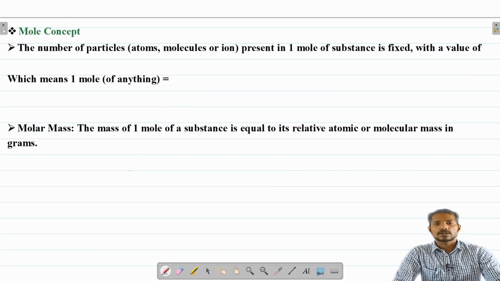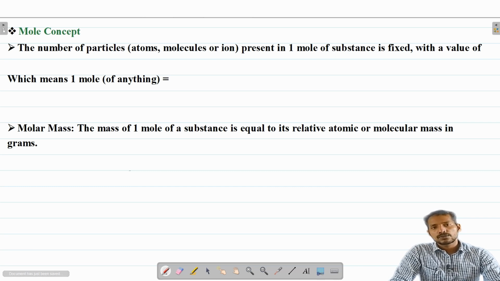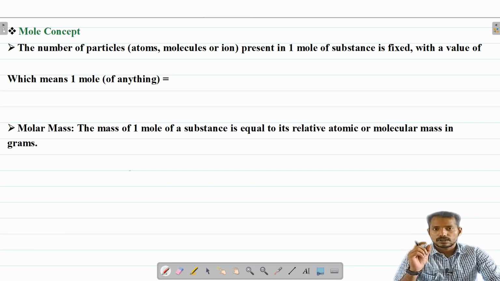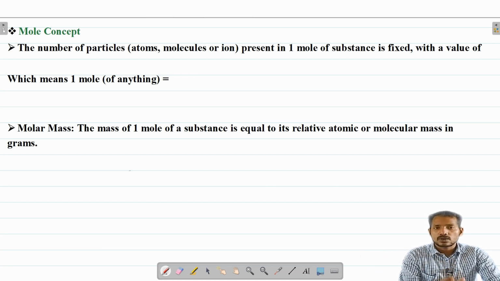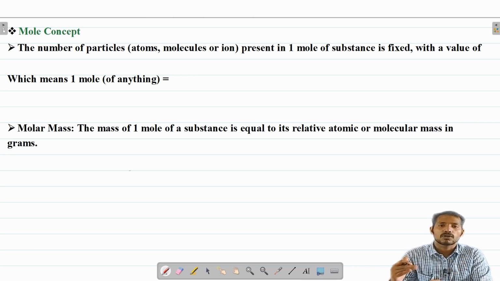That is a very important concept, because we know that even if you take a small cube, a metallic cube with a side 1 centimeter, it consists of millions or billions of trillions of atoms or particles. Because of this reason, it is not easy to represent the number of particles in a small range.